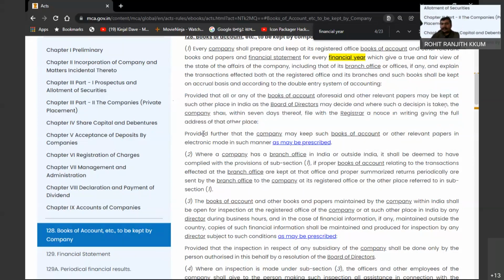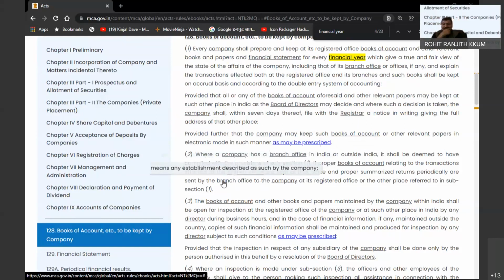Fine. Provided further that the company may keep such books of account or other relevant papers in electronic mode in such a manner as may be prescribed. So the moment when you look at this blue color here, what does it mean? Electronic mode is fine, but the moment you see blue color, can I say these are the rules which are not included in the provision? So this is provision. Now, whenever this blue color is mentioned, that link provides the electronic way.